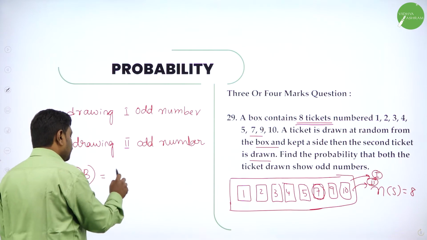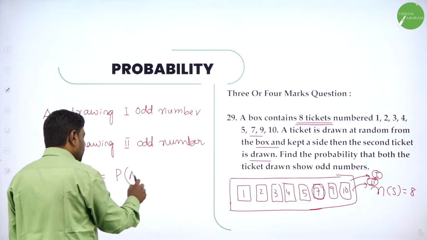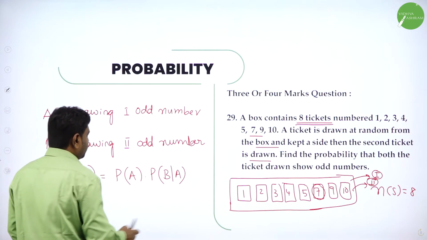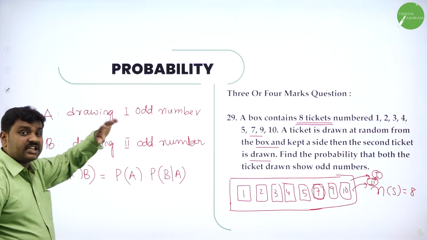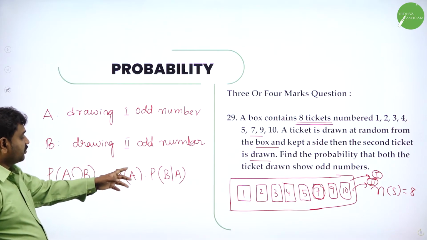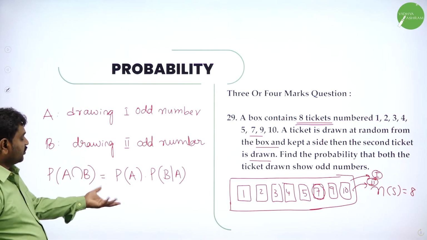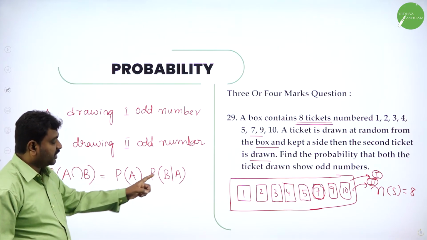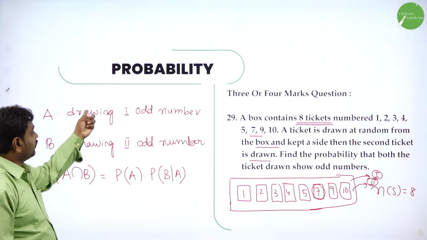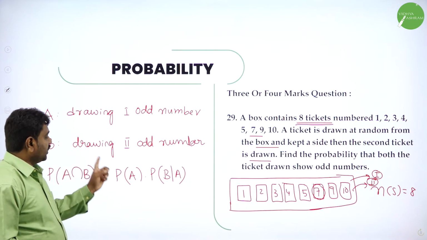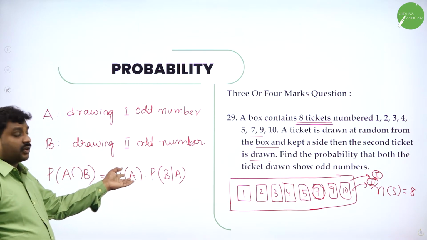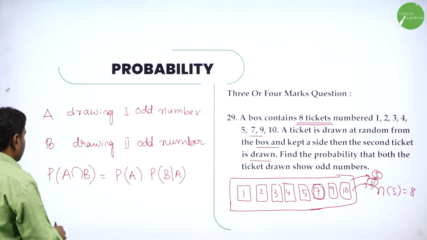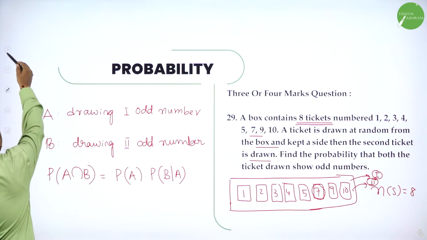So probability of A into P of B by A. What is meant by P of A intersection B? From conditional probability, P of B by A is P of A intersection B by P of A. So we can rewrite it like this: P of A intersection B is P of A into P of B by A. Probability of A means probability of drawing first odd number. And B by A means probability of drawing second odd number given that you have already drawn the first odd number. So now I'll write the values. This is the format.